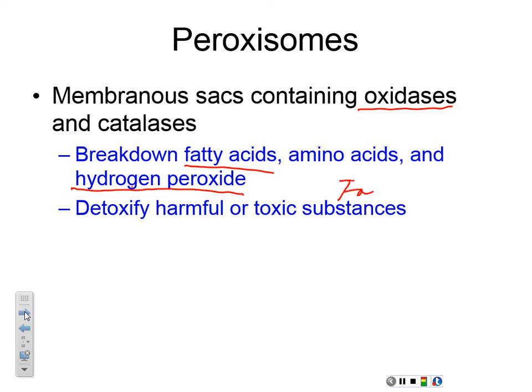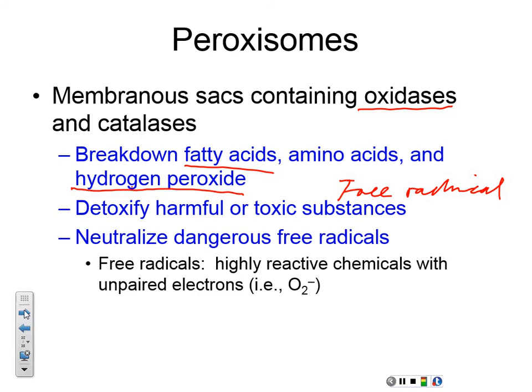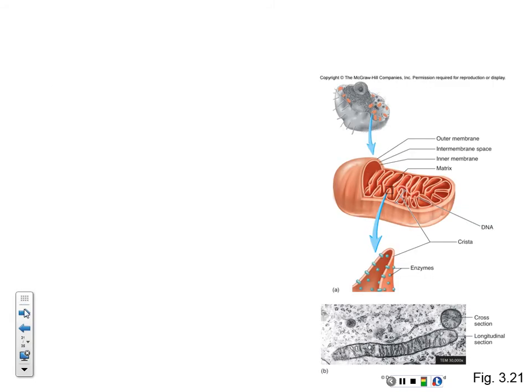Free radicals are very reactive molecules that have an unpaired electron, because electrons always occur in pairs, so it becomes very unstable, and so peroxisomes neutralize dangerous free radicals. This is the superoxide radical, superoxide. And then the hydroxyl radical has a free electron. It's an OH with a free electron that's by itself, unpaired. So the major difference between lysosomes and peroxisomes is the detoxification of these radicals.